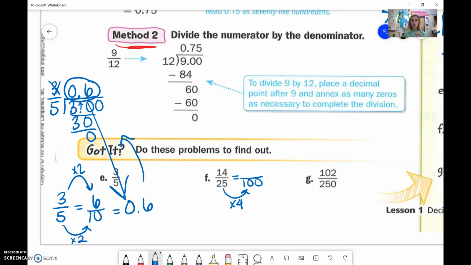So I'm going to multiply that denominator by 4, and whatever I do to the denominator, I have to do to the numerator. Whatever I do to the numerator, I do to the denominator. So I'm going to multiply my numerator by 4 as well, and I get 56/100. Write that as a decimal. 0 and 56/100. I'm just double checking to make sure that that is in the hundreds place value.